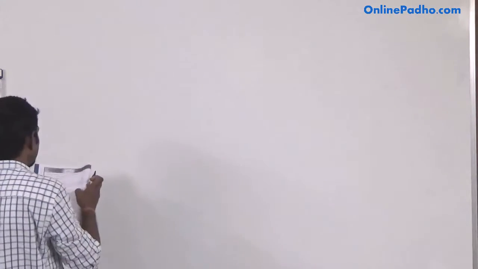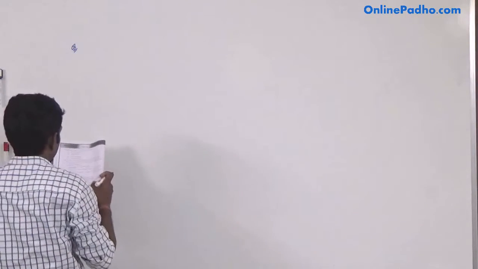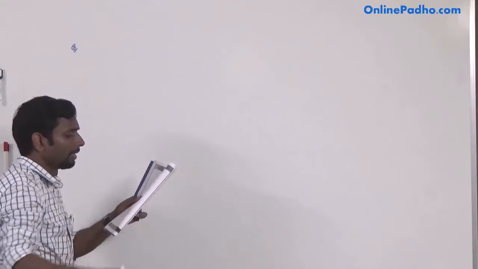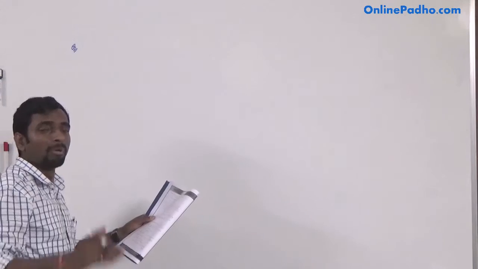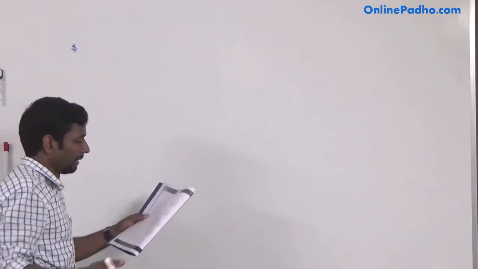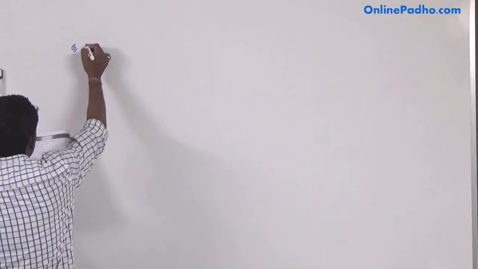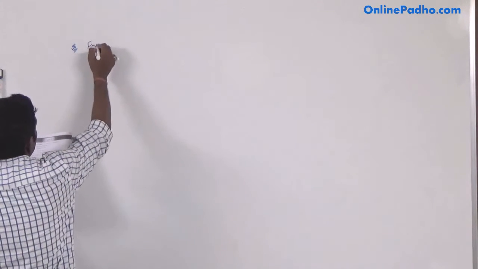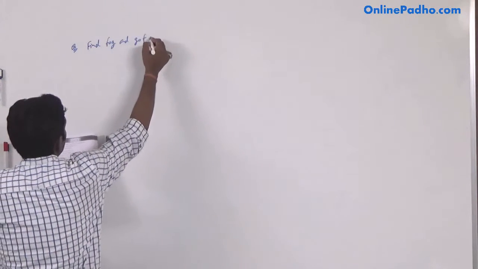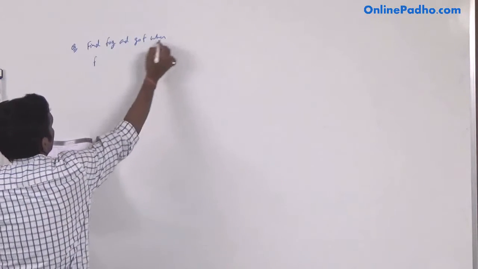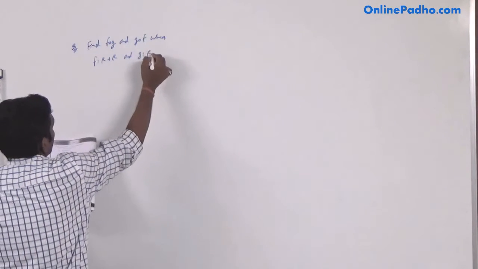The question is, if you have both real number to real number, then no problem, you can solve every question, no need to check. If both functions F and G are real number to real number, that's a very simple question. Let us see. Find FOG and GOF when F is real number to real number and G is also real number to real number.